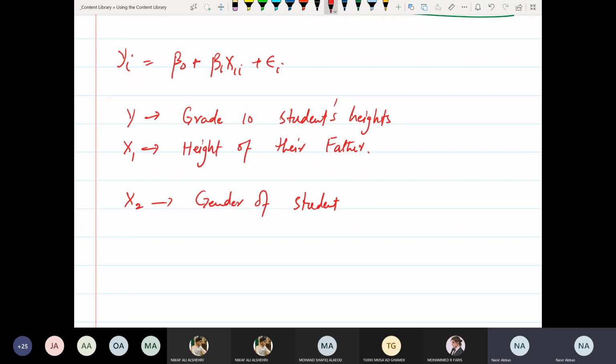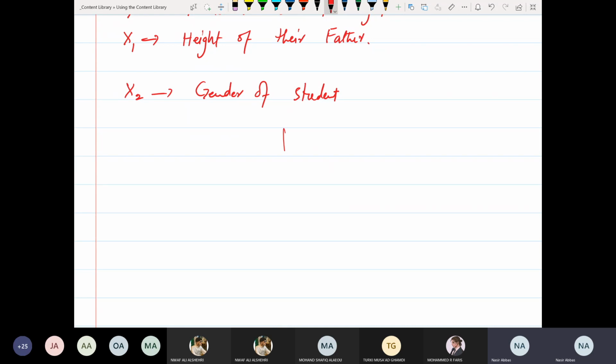Obviously, their height is related to their parents' height, specifically their father, but gender also plays an important role in the student's height. So if you plot the heights of students against their father's height, you might see this kind of pattern. Let us say this is x1, that is their father's height, and this is y, that is their own height. And you might see something like this. A bunch of students like this, and another bunch of students like this.